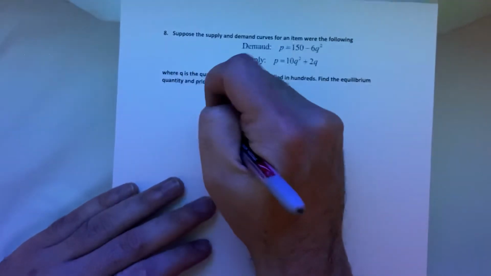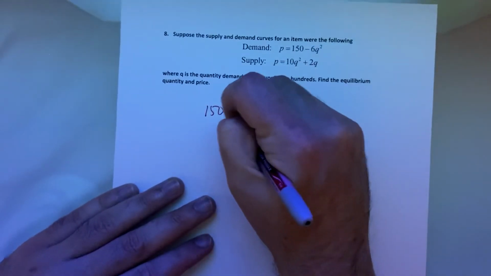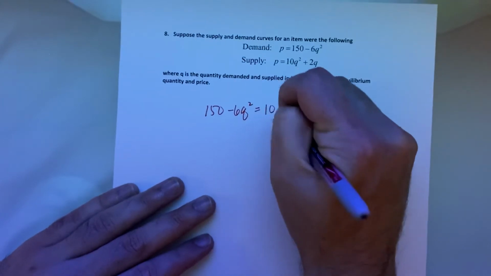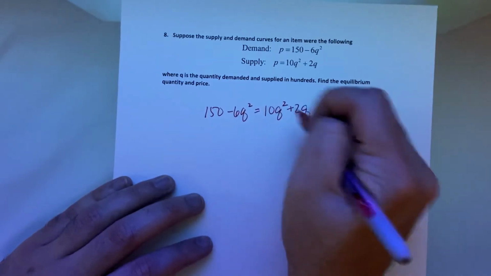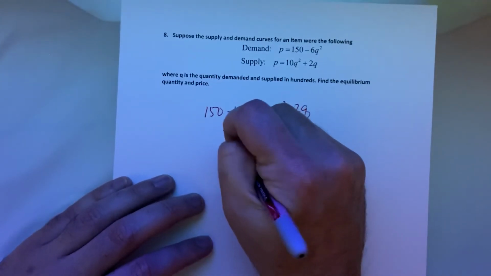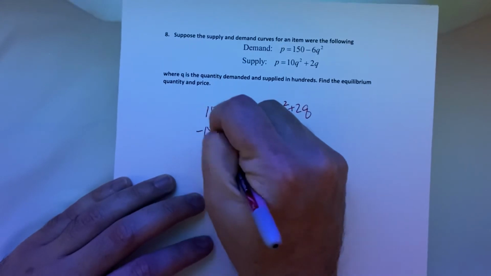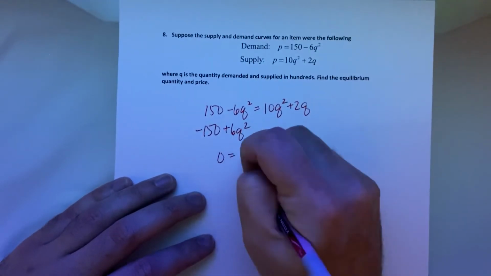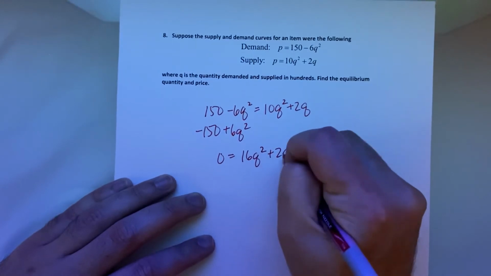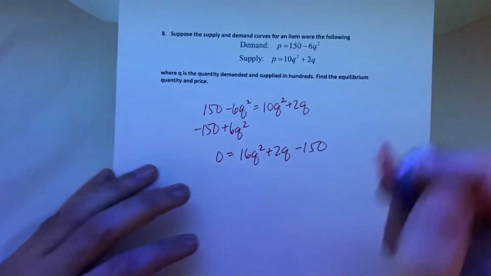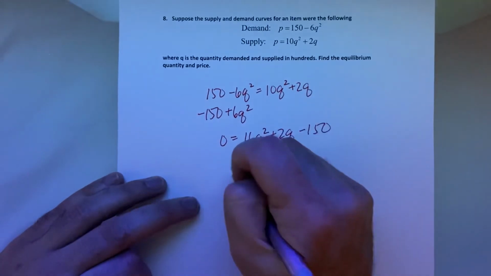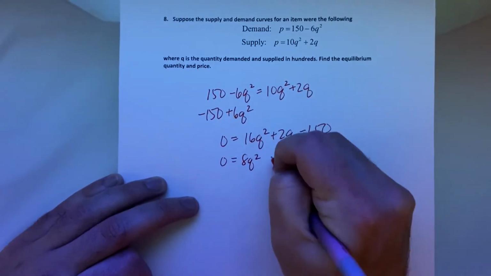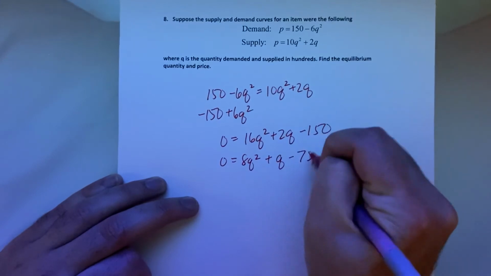So again, for equilibrium, we set them equal to each other. 150 minus 6q squared equals 10q squared plus 2q. This is quadratic, so everything has to go to one side. Plus 6q squared minus 150. So we get 0 equals 16q squared plus 2q minus 150. This is quadratic. We can divide everything by 2. 8q squared plus q minus 75.